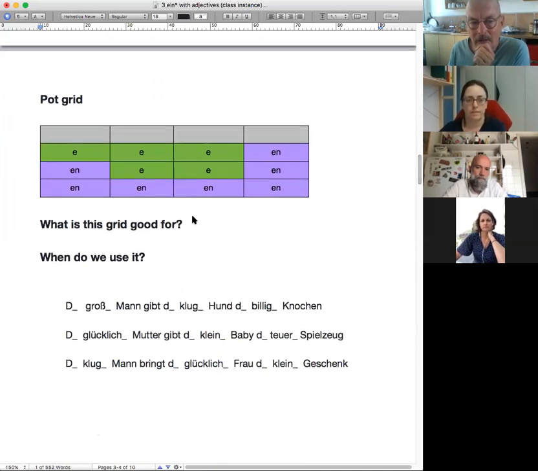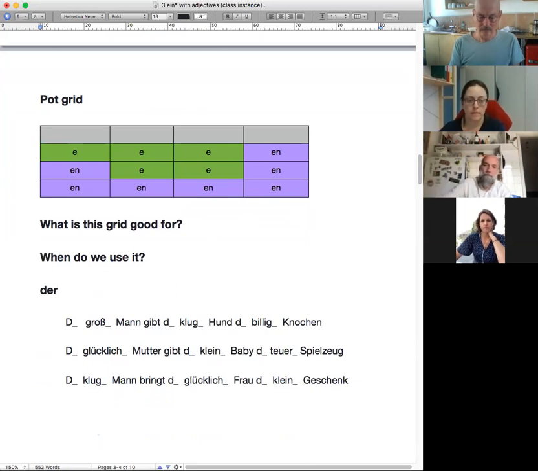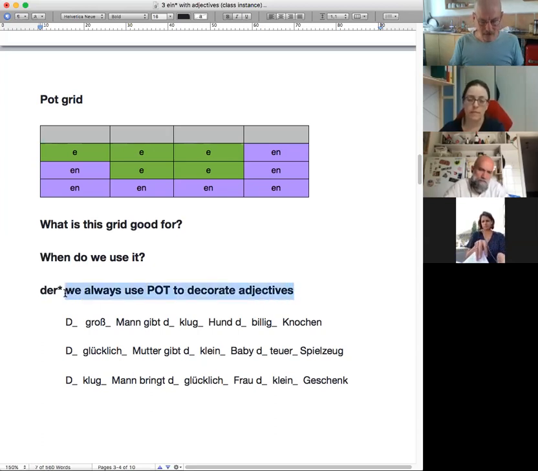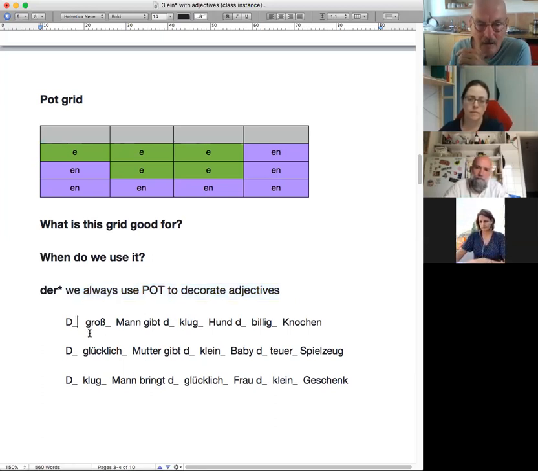This grid, this pot grid, what's it good for? Adjectives. When do we use it? We can use it with der star. If we have der star, we always use the pot to decorate adjectives. We always do. It's either E or EN.